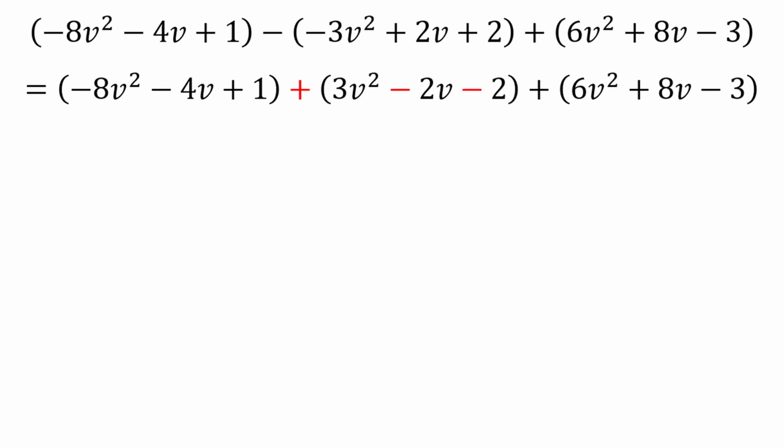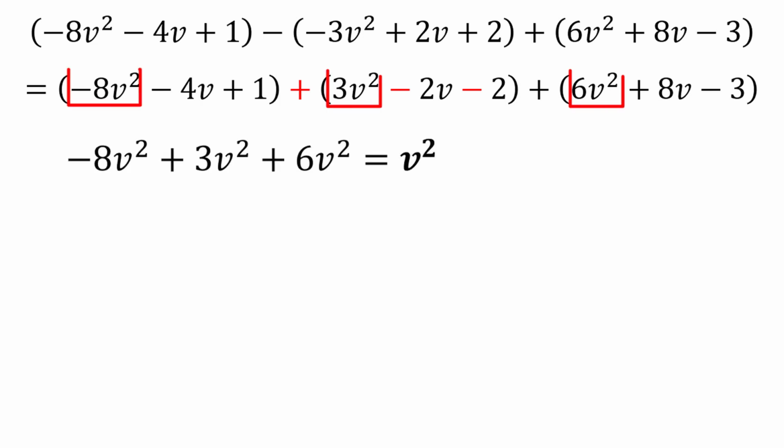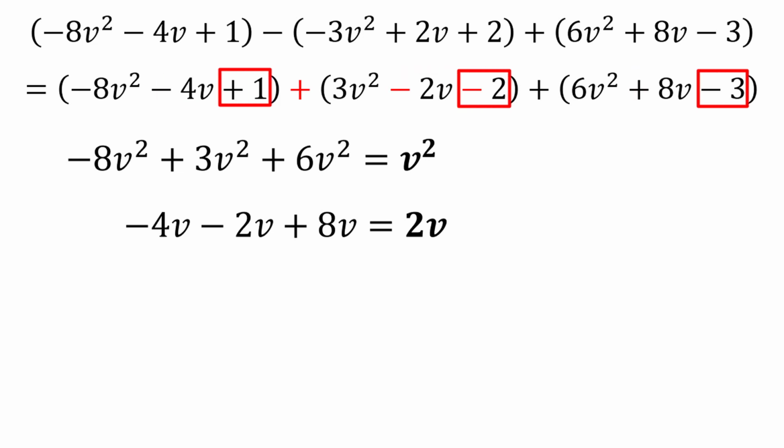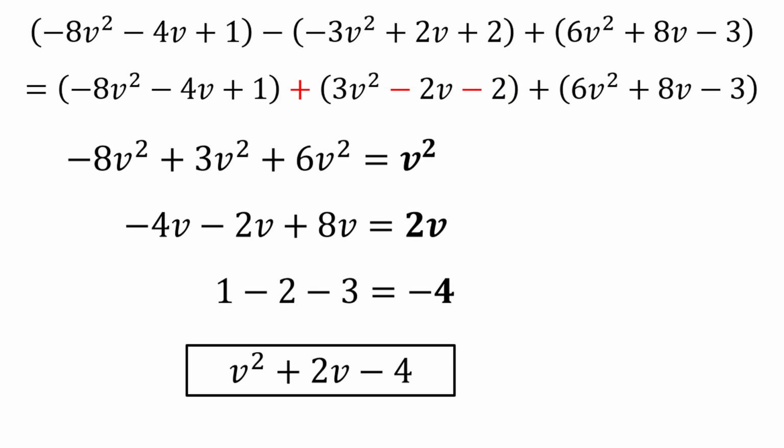Simplifying the v squared terms, we have negative 8v squared plus 3v squared plus 6v squared, which is equal to, well, just v squared. Simplifying the v terms, we have negative 4v minus 2v plus 8v, which is 2v. And simplifying the constants, we have 1 minus 2 minus 3, which is equal to negative 4. Our final answer is v squared plus 2v minus 4.